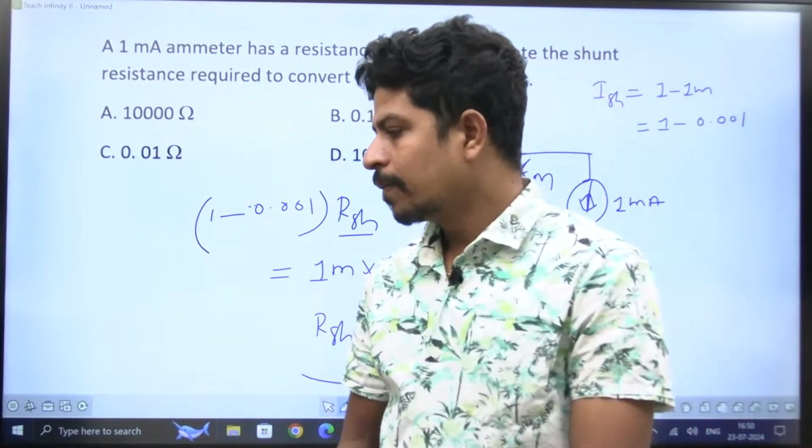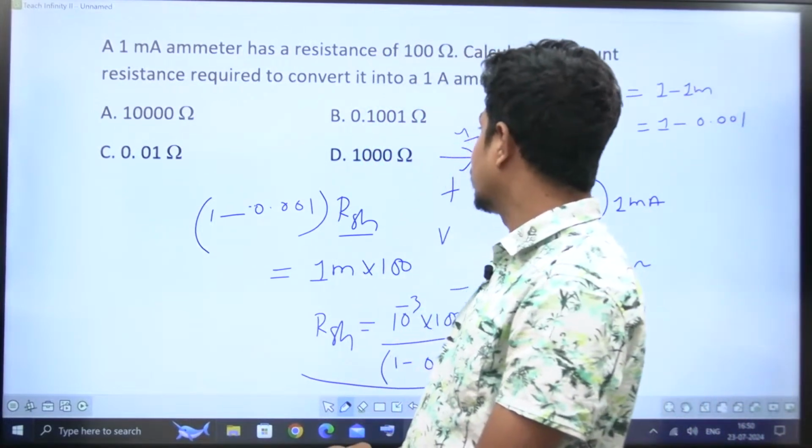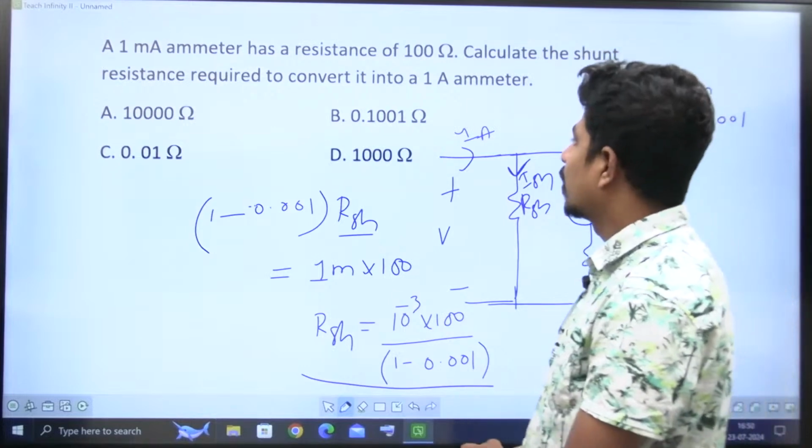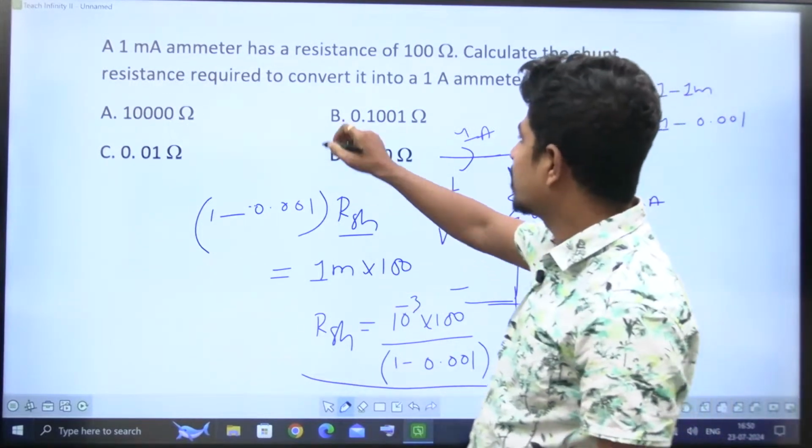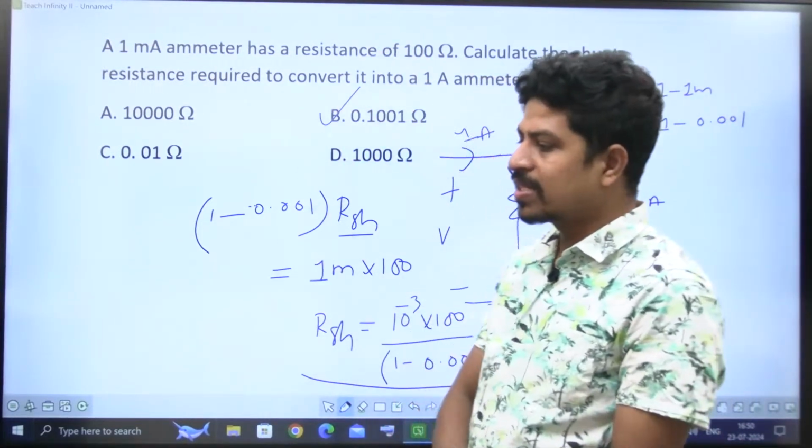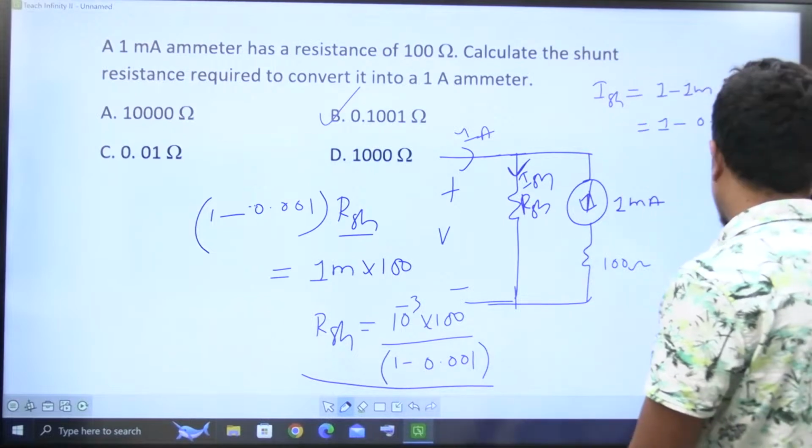Bharadwaj is saying option is B. Is it? Somebody is saying option is B. I'm taking that. If there is a change in the answer, please let me know.